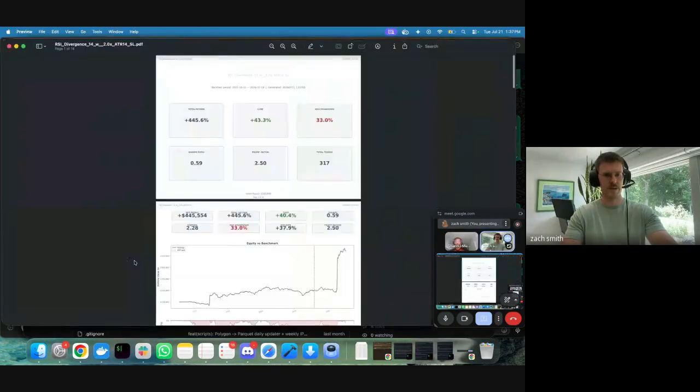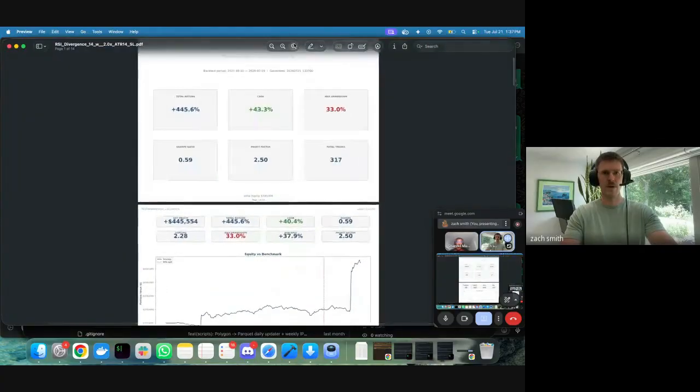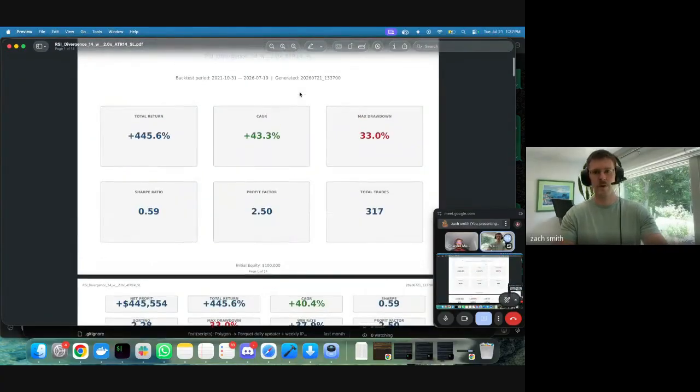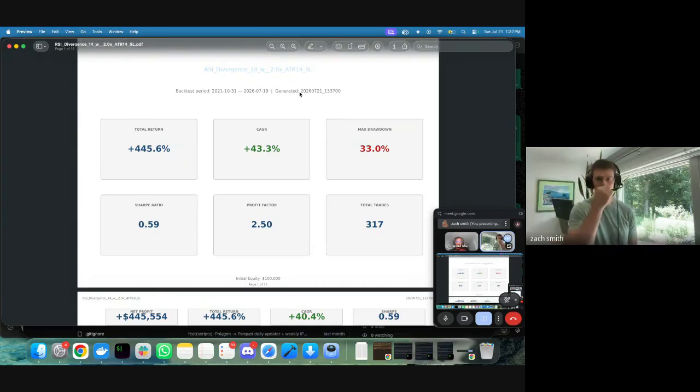Sweet. So I'm on Mac, so I can just click it. Okay. So this is where we finally get some data. 445% return. So walk me through what a CAGR is. What does that mean?